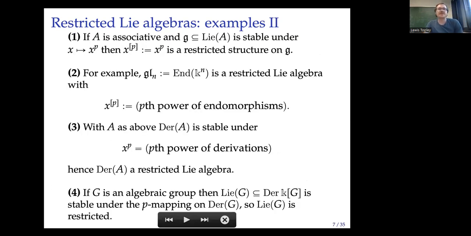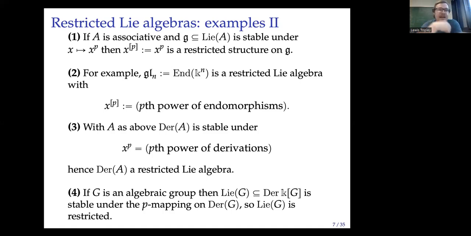So now we can generate some more examples. We take A to be associative and we take g to be a Lie subalgebra stable under p-th powers. And I've just shown you that you get a restricted structure on g. So let's take an example of gl_n. Well, this is just endomorphisms of a vector space. This is definitely closed under its p-th powers. So this is a restricted Lie algebra.